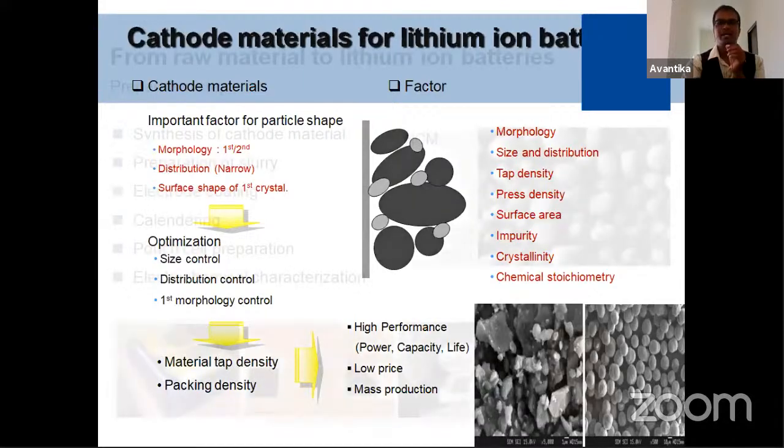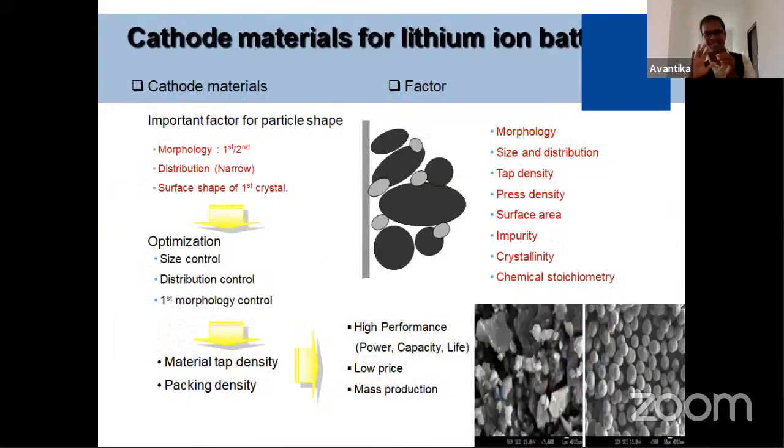I hope you can understand the basic concept of lithium-ion batteries, how we can prepare the cathode materials, how we can optimize the cathode materials, and also how one can assemble the coin cell and the prismatic cell. So this is the conclusion of the optimization of the cathode materials. Once again, I will tell you.